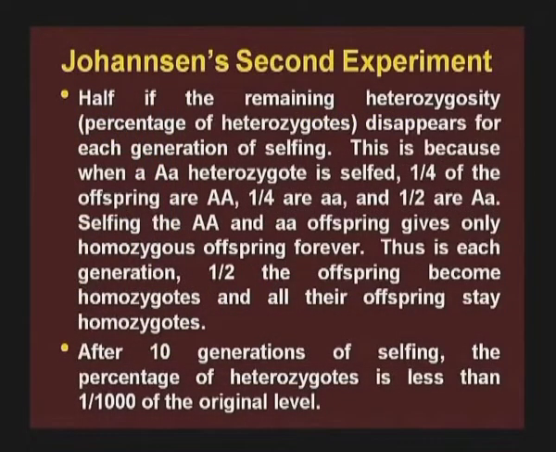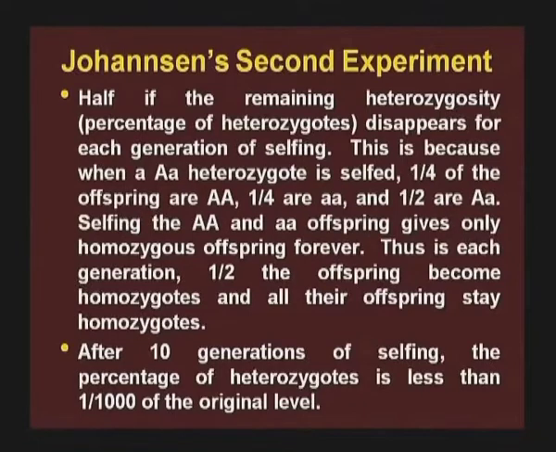In Johannsen's second experiment, he worked on separating environmental effect from genetic effect. He did this by inbreeding the beans for 10 generations, and inbreeding means doing the closest possible cross, in this case selfing them. The second experiment shows that half of the remaining heterozygosity disappears with each generation of selfing.